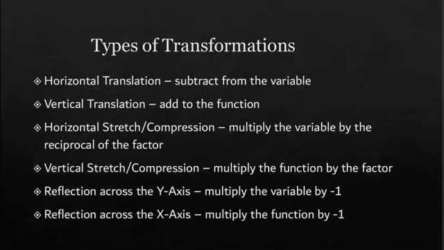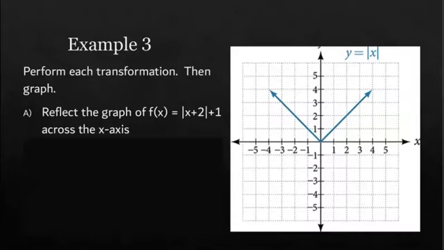So let's take a look at an example where we have to do one of these transformations. In example 3, we're asked to perform the transformation and then graph. So we're asked to reflect the graph of f of x equals the absolute value of x plus 2, plus 1, across the x-axis. Now notice I only have the regular parent function here. The absolute value of x plus 2 plus 1 would move it to the left 2 and up 1. So it would be right here.